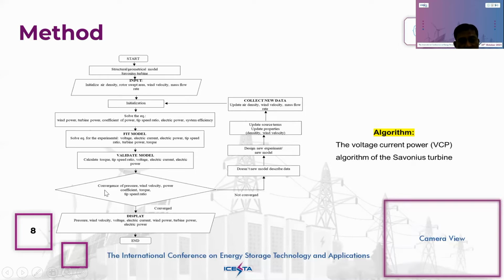In this version, on convergence: pressure, wind velocity, power coefficient, torque, tip speed ratio. If not convergent, we collect new data and apply this flow in the flowchart diagram. But if convergent, we can display the results of this program like pressure, wind velocity, voltage, electric current, wind power, turbine power, and electric power, also the tip speed ratio and power efficiency.